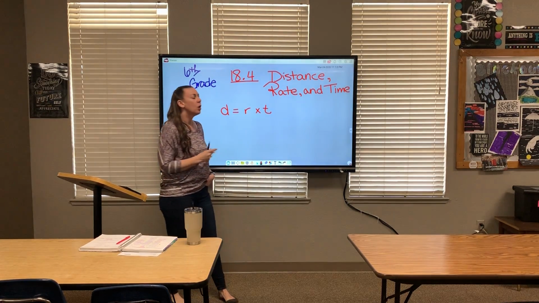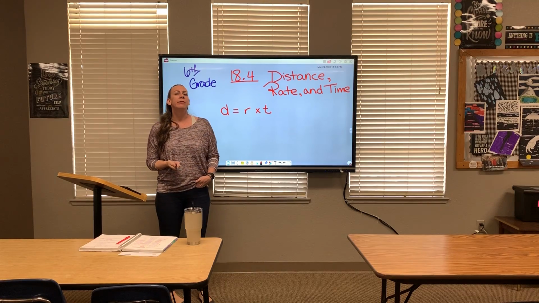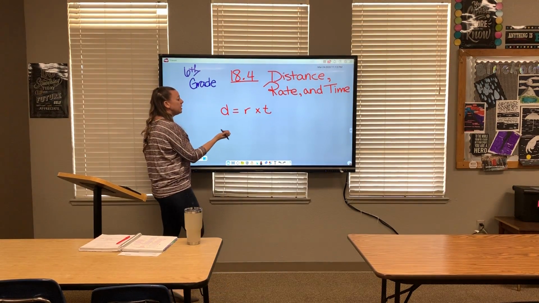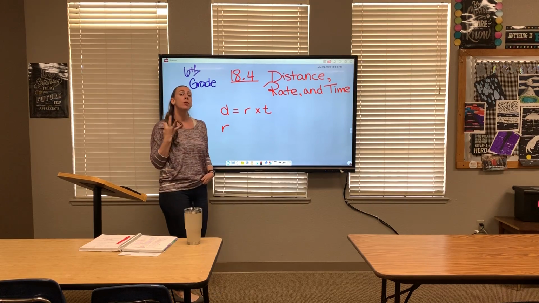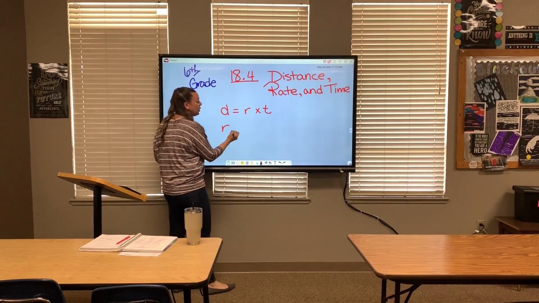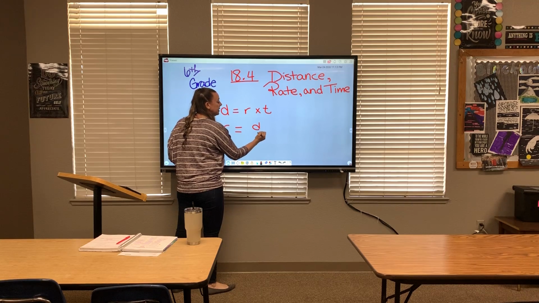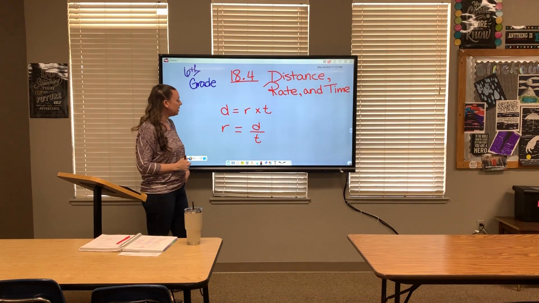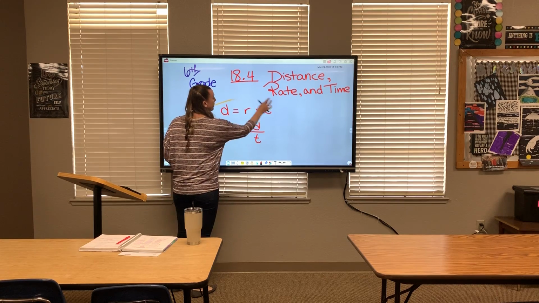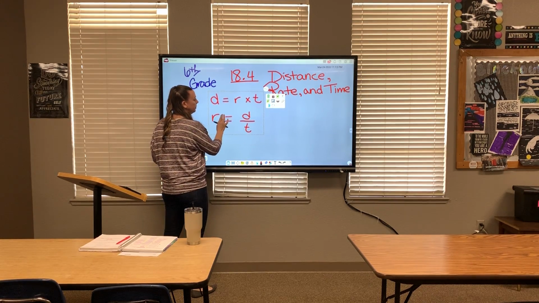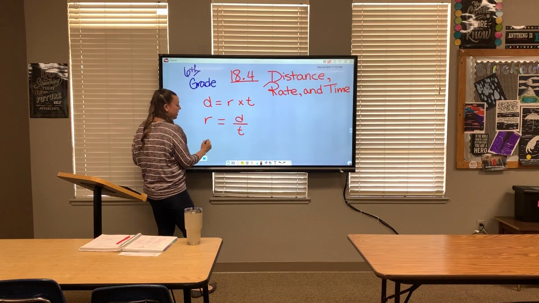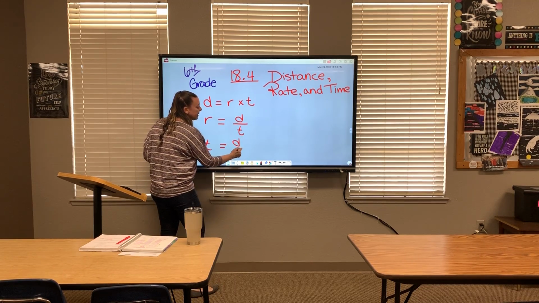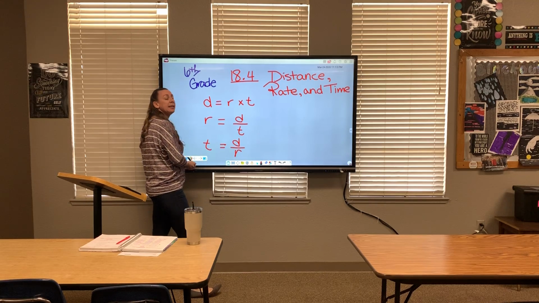So distance is going to equal our rate times our time. What if we have distance and we have time, but we don't have rate? So we just flip these around. I'm going to show you the three formulas we're going to use today. If I need to know my rate, that's going to equal the distance divided by the time, okay? The distance divided by the time. And then, if I have the distance and the rate, and I need to know how long it took me, that's distance divided by rate is going to give me the time.